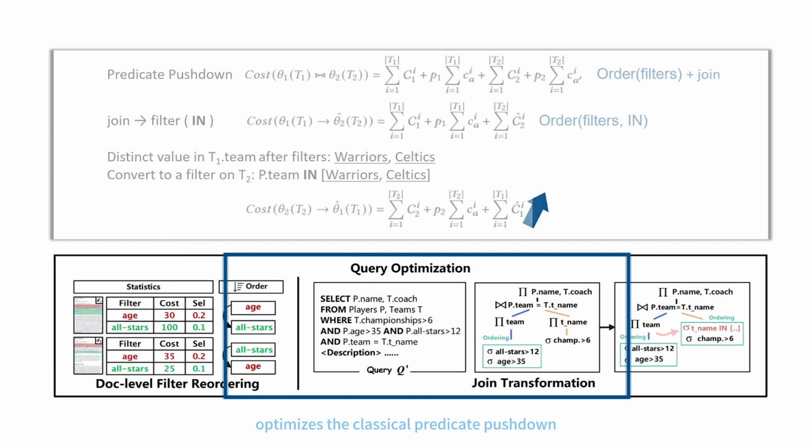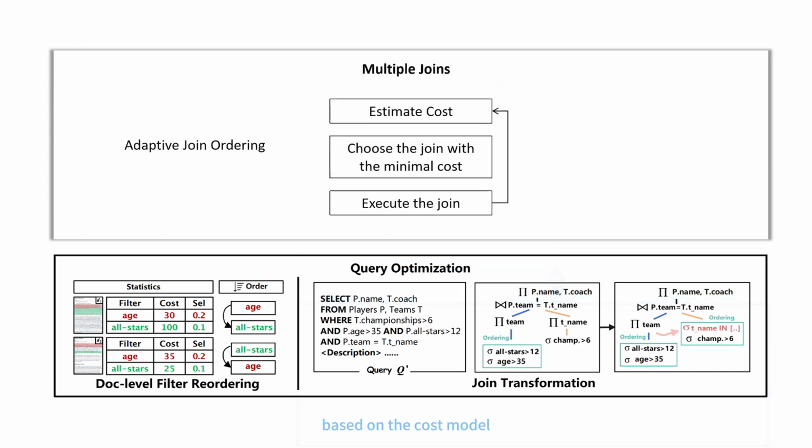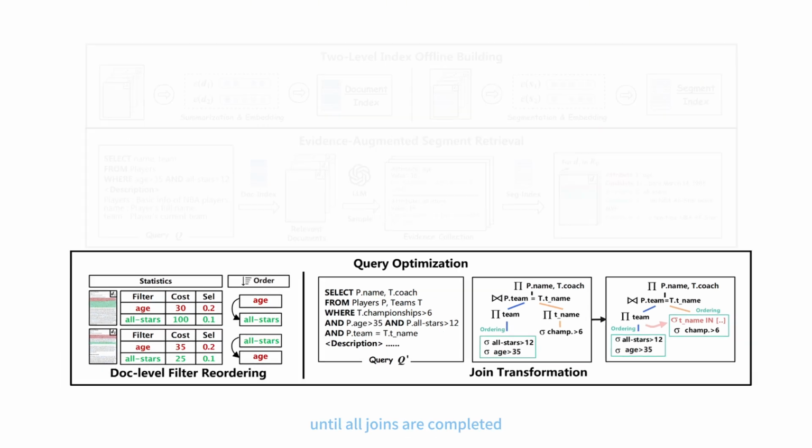Meanwhile, DocDB optimizes the classical predicate pushdown strategy to a join transformation technique, which transforms join operations into filter operations to further minimize the execution cost. It then selects two tables to join based on the cost model, executing the first join before determining the next. This left-deep iterative process continues until all joins are completed.